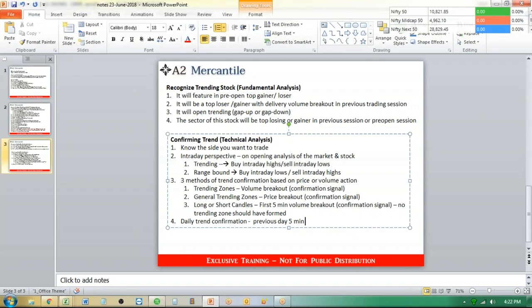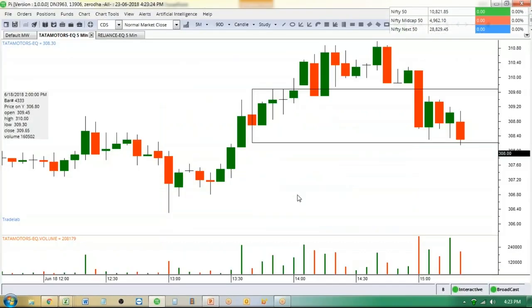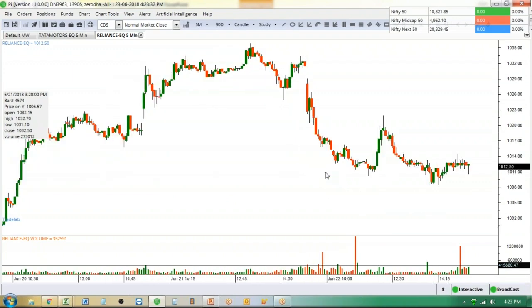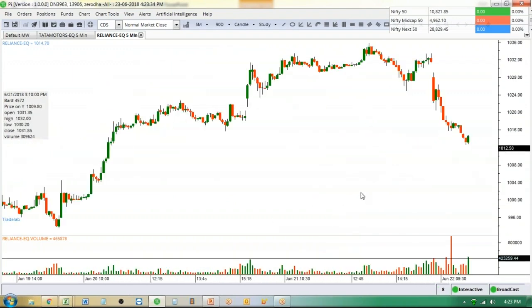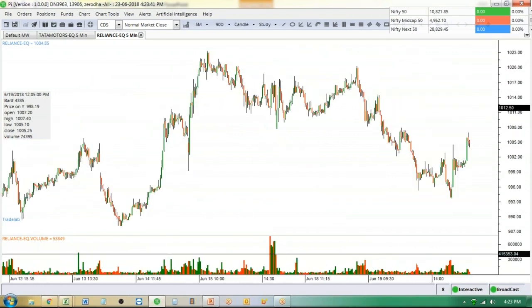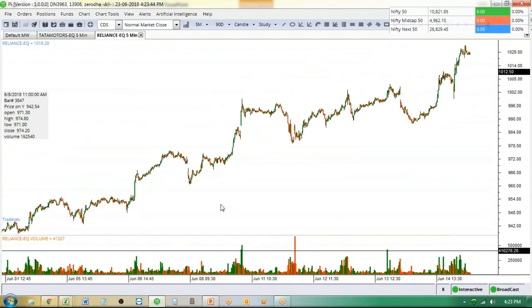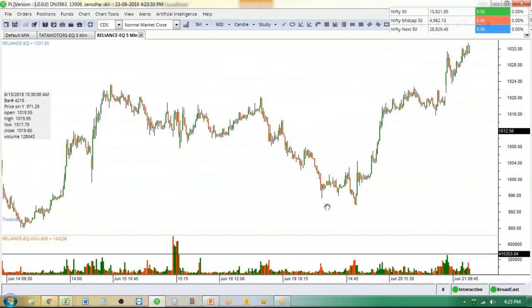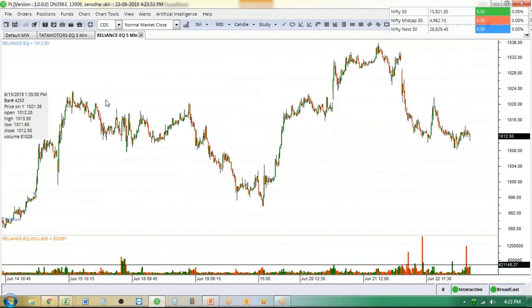So previous day 5 minute highest volume breakout. This is the confirmation signal. Okay.